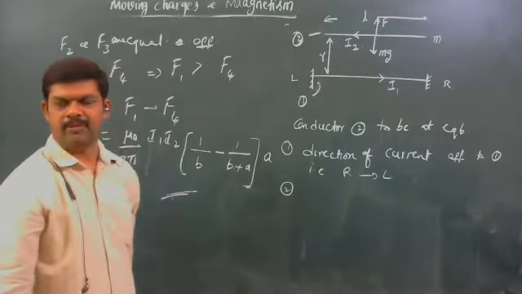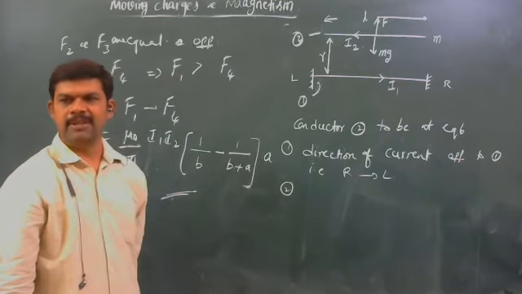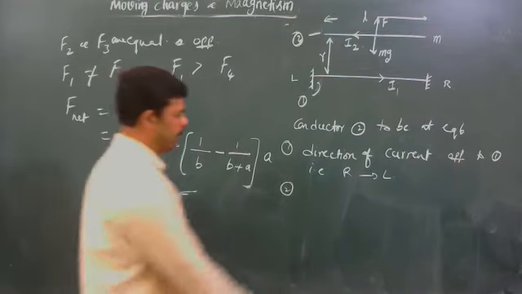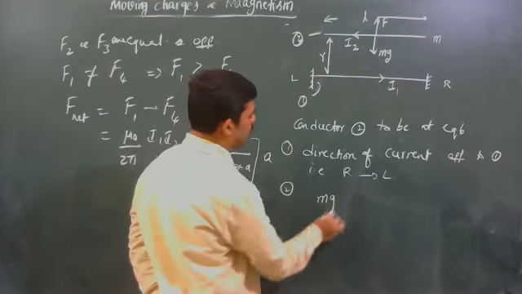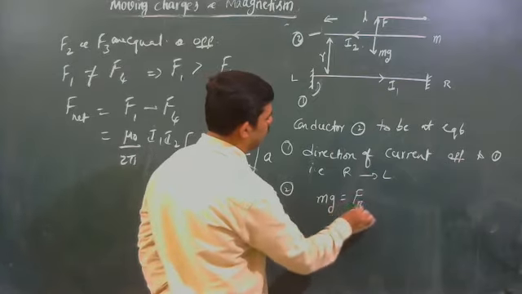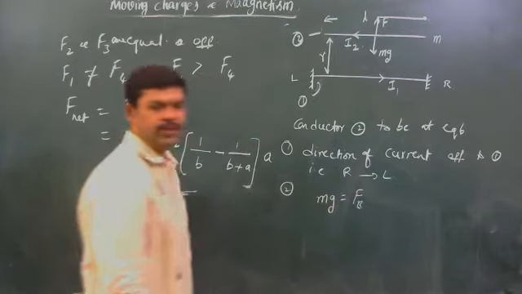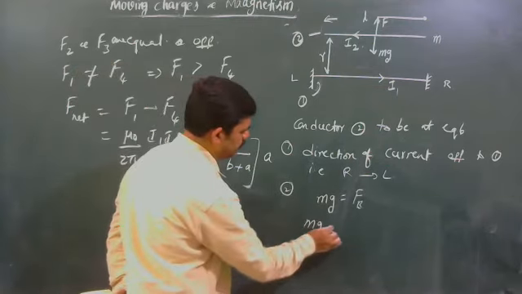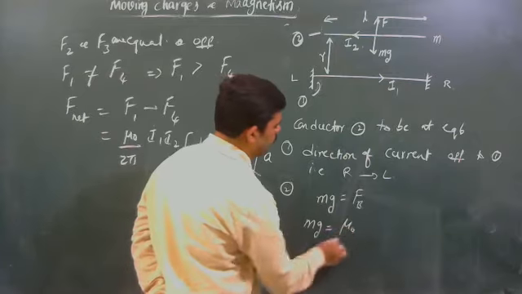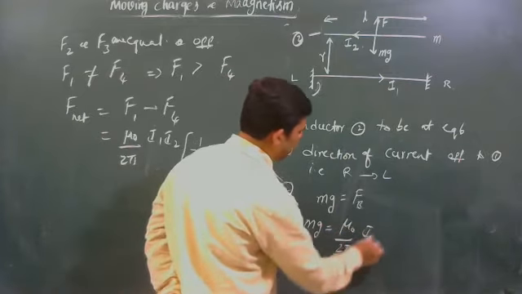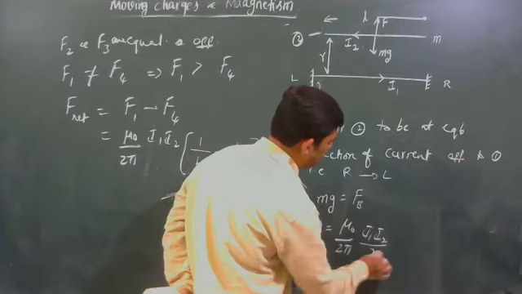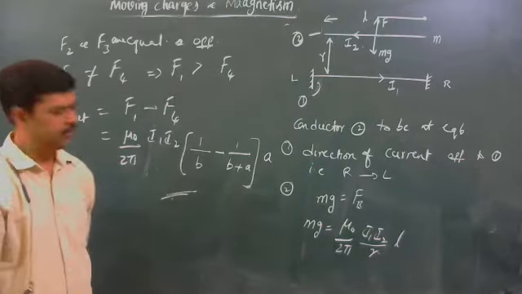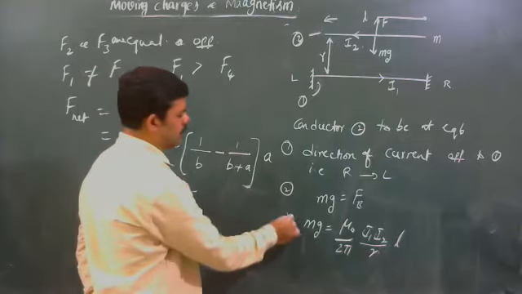What is the mathematical condition for that conductor to be at equilibrium? Its weight should be balanced by the force due to the magnetic field. Weight mg equals the force, which is mu naught by 2 pi, I1 I2 by r, into L. Yes, this is the condition.